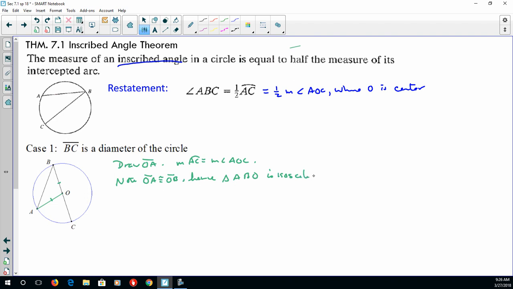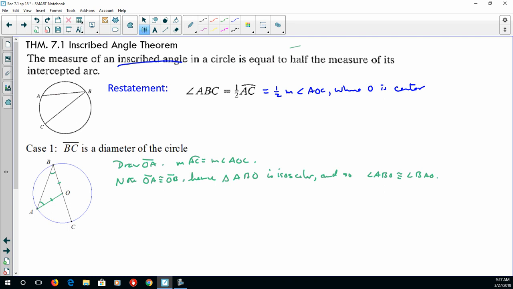If you've got an isosceles triangle, the angles opposite the congruent sides are congruent. So angle ABO is congruent to angle BAO. Those two are congruent, so they're the same measure. Now we're interested in angle AOC, this angle down here.